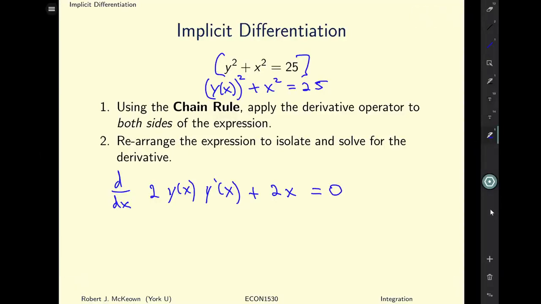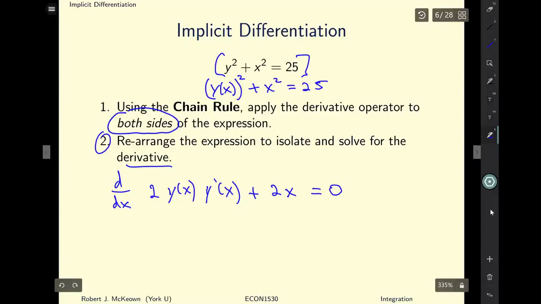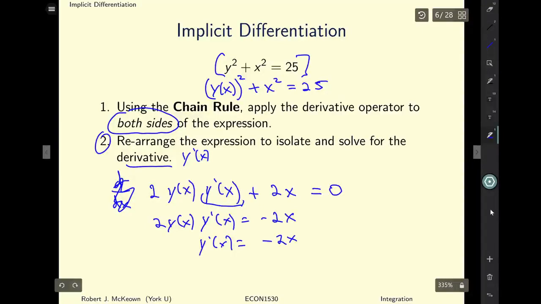So I've used the chain rule. I took the derivative of both sides of this expression, this implicit function. And now I'm going to follow the second step, which is to rearrange this and solve for the derivative, which is going to be y prime, or the way that I've written here, y prime of x. I'm going to isolate and solve for this thing. So we're going to have 2y(x) y prime(x) is equal to negative 2x, and y prime of x is equal to negative 2x over 2y(x), and that's going to be equal to negative x over y(x).